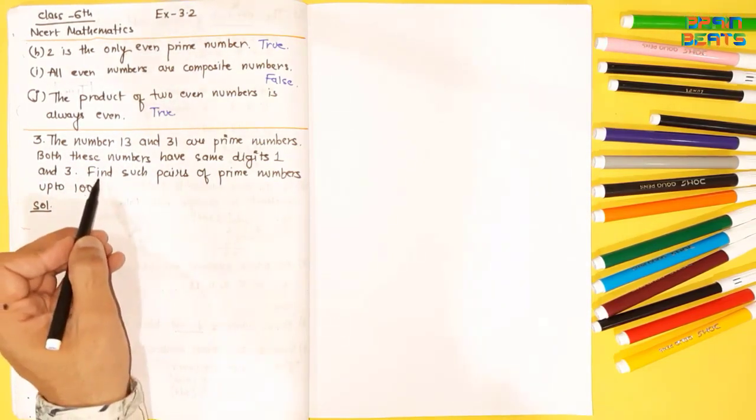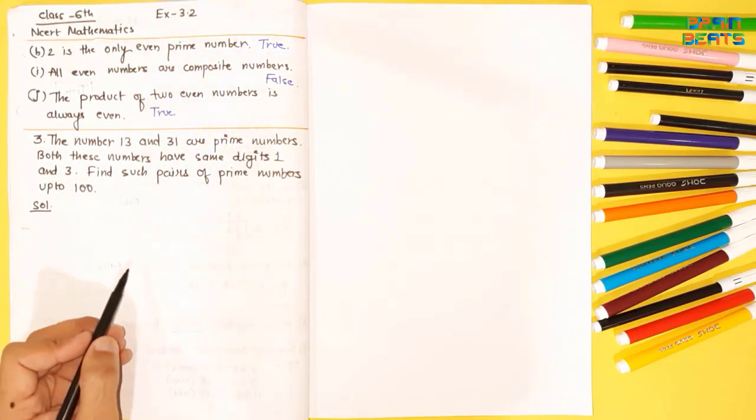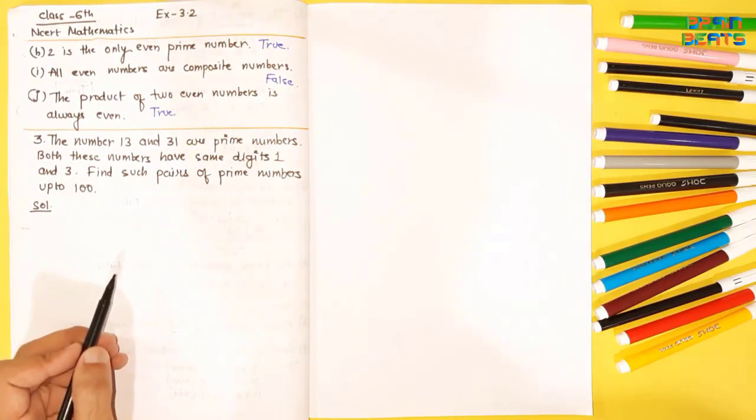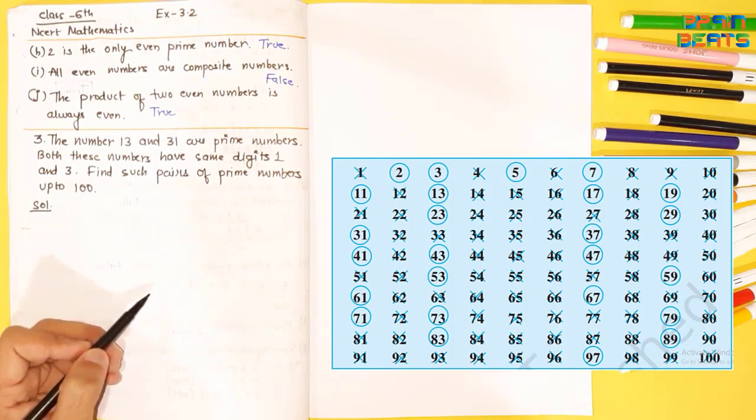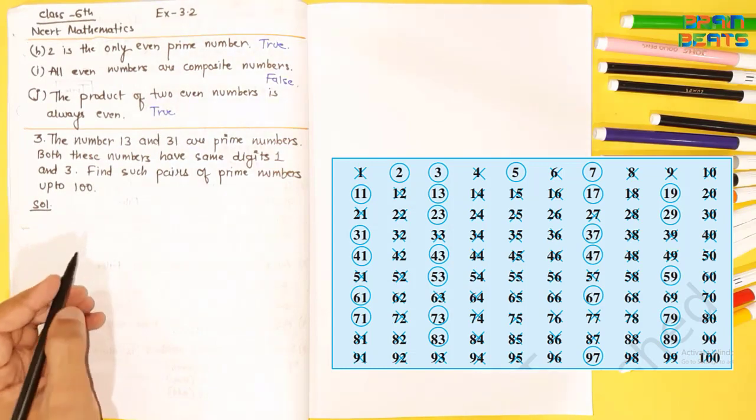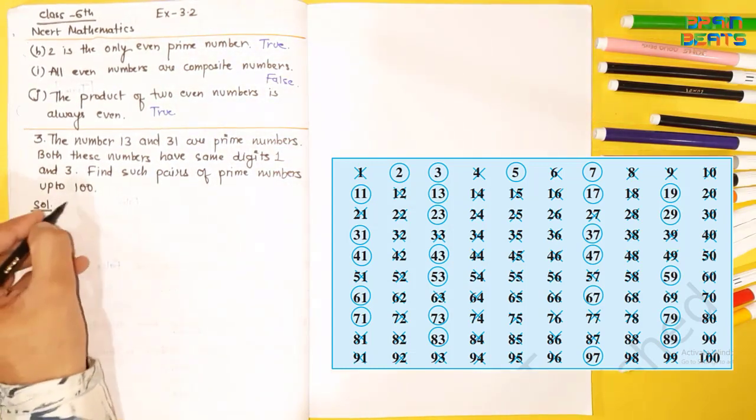So we have to find such pairs of prime numbers up to 100. I am showing you all the prime numbers up to 100 on the screen. You can pause the video and find such pairs. Now we'll see the answers.